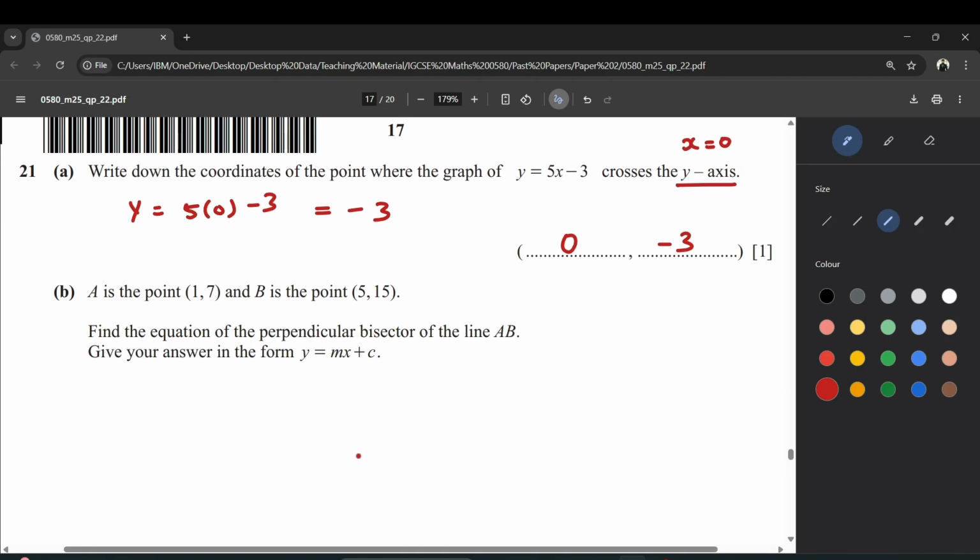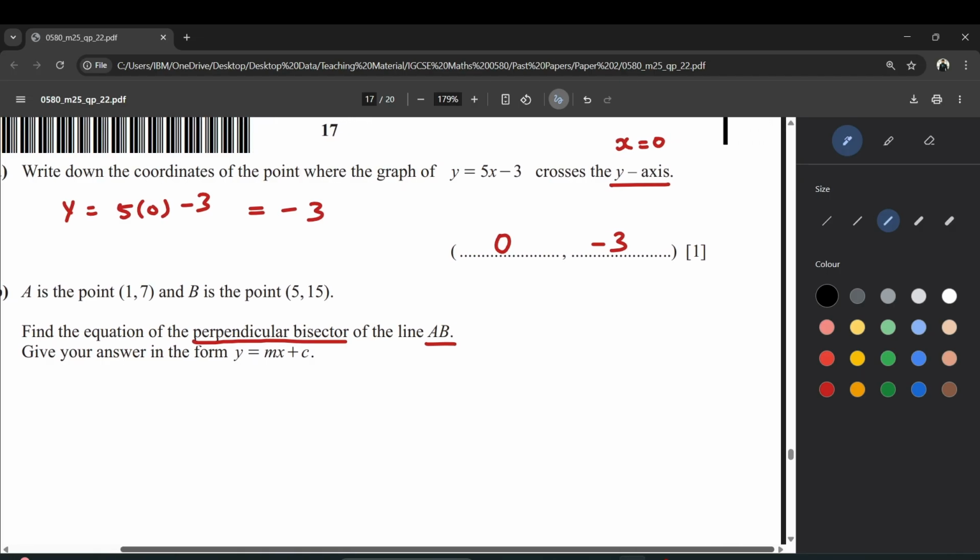Then in the next part it says A is the point (1, 7) and B is the point (5, 15). Find the equation of the perpendicular bisector of the line AB. Give your answer in the form y equals mx plus c. Now this question is related to coordinate geometry. It's a good practice that you draw a sketch of the graph. Okay. So since all my coordinates are positive, I'll just draw the positive side of the axis.